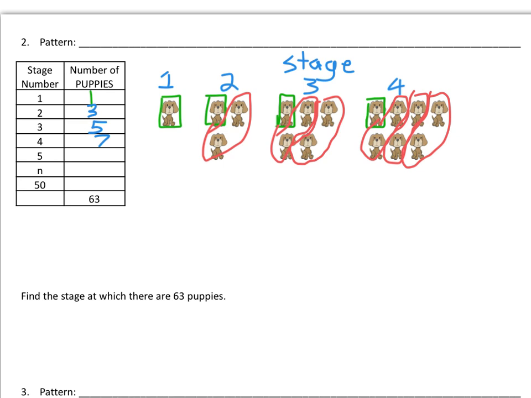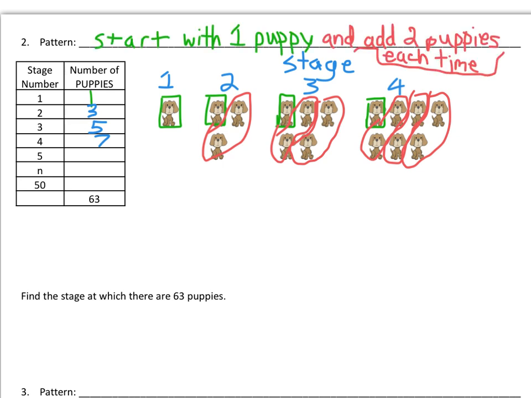Tell us our start number, tell us how much we're going by, and we see we would write we're starting with 1 puppy and we're adding 2 puppies each time. That means for stage 5 we would expect there to be 9. And my general equation then for the nth stage, again where the stage number is n and the number of puppies is going to be a.